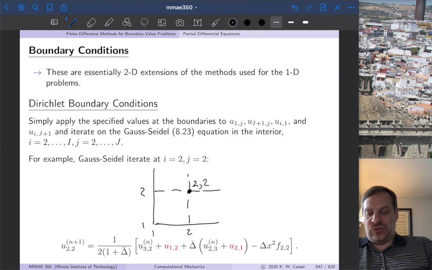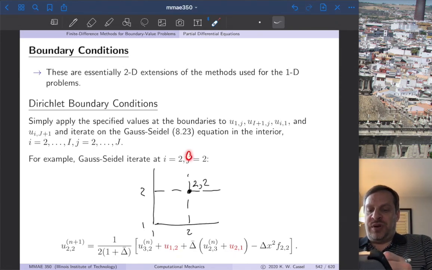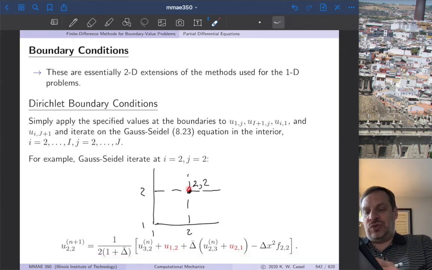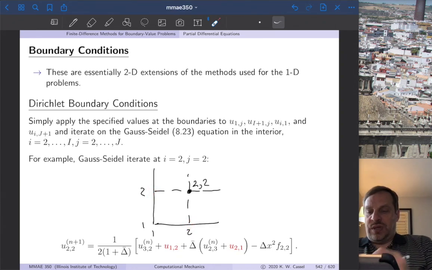So if you're at the 2,2 point, which is right here, then the 5-point stencil includes a point above, a point to the right, a point below, and a point to the left. Now when you apply that same Gauss-Seidel equation that we had on the previous slide at the 2,2 point, you'll notice two of the points are on the boundary. So the u12 and the u21 are on the boundary. Those values are known, and so we don't have to calculate them.